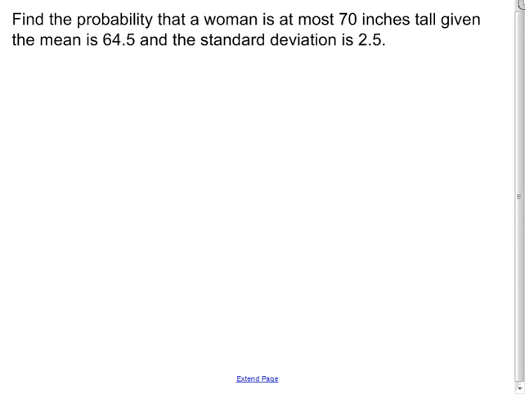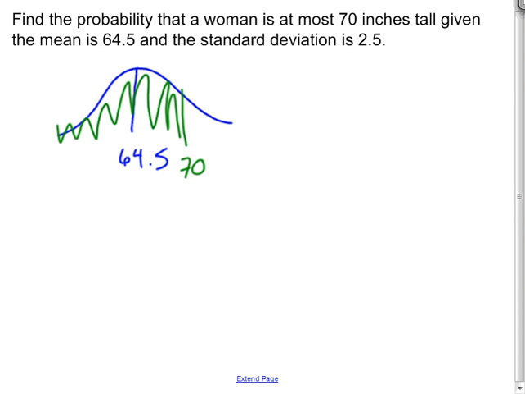Next one. Find the probability that a woman is at most 70 inches tall, given the mean is 64.5 and the standard deviation is 2.5. So, go ahead, draw this picture out, and figure out what your z-score is. So if I tried to add 2.5 to the 64.5, I do not hit exactly 70, which means I have to convert it. If I did, then I could just go through my memorized percentages. Not that they're as exact. The table is going to give me more of an exact value.